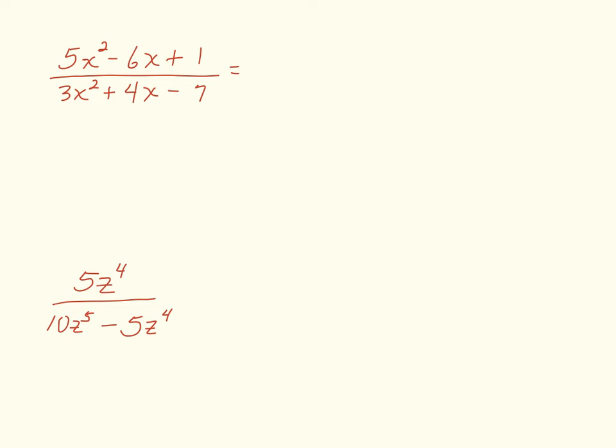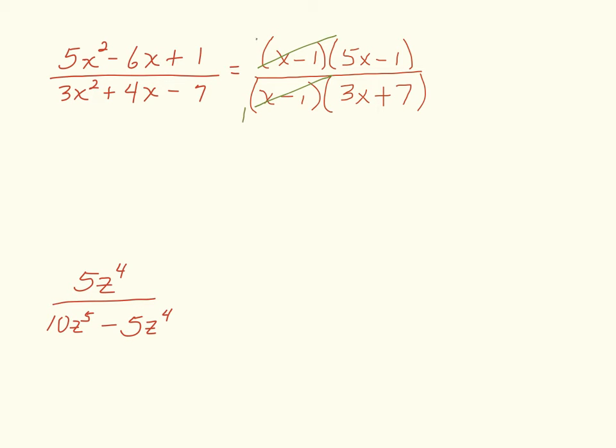Okay, after factoring, 5x squared minus 6x plus 1 factors to x minus 1 times 5x minus 1. And then the denominator factors to x minus 1 times 3x plus 7. So what cancels? Notice the numerator and denominator have an x minus 1 in common. Those cancel and become 1. So the simplified expression is 5x minus 1 over 3x plus 7.